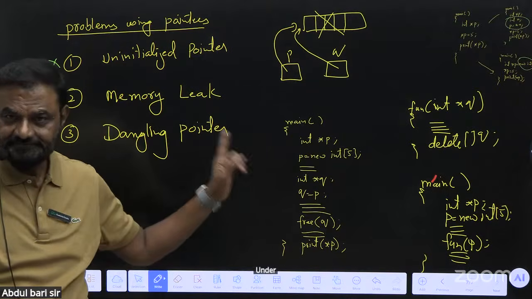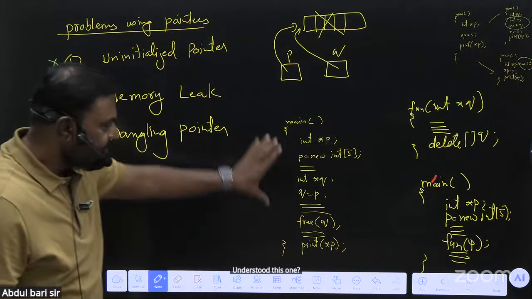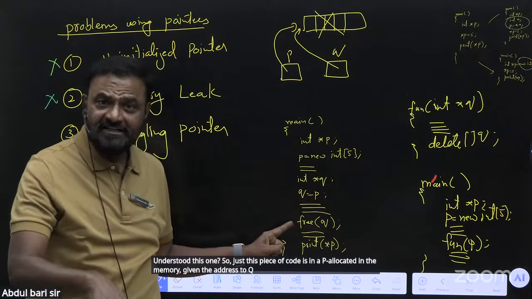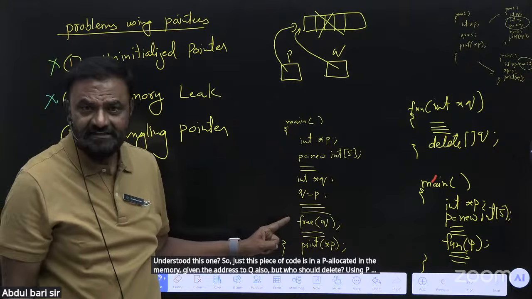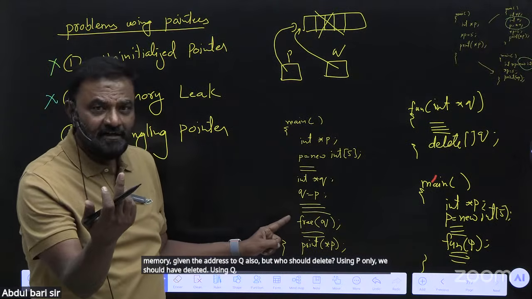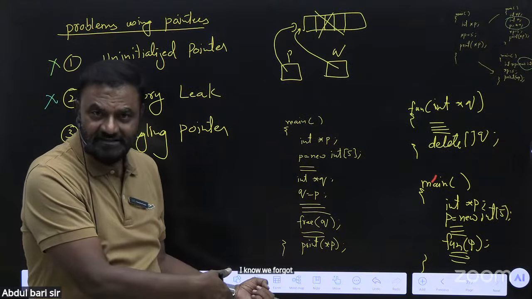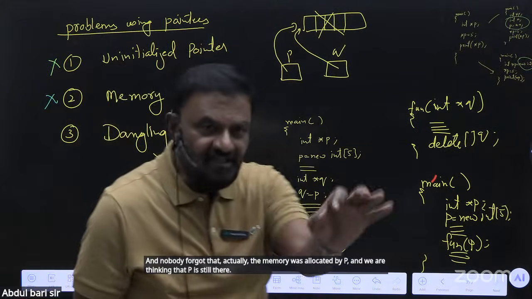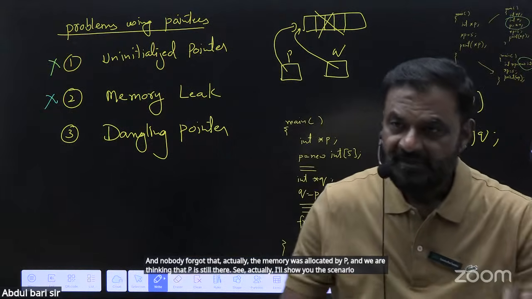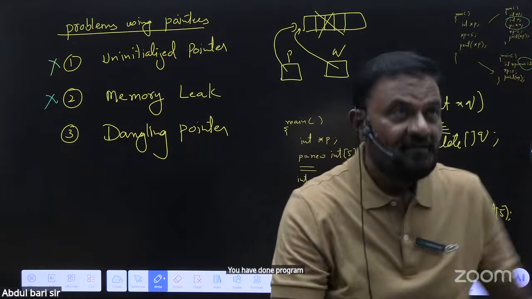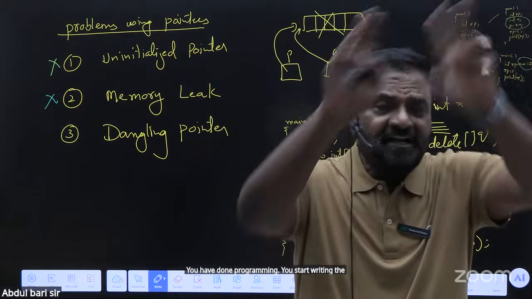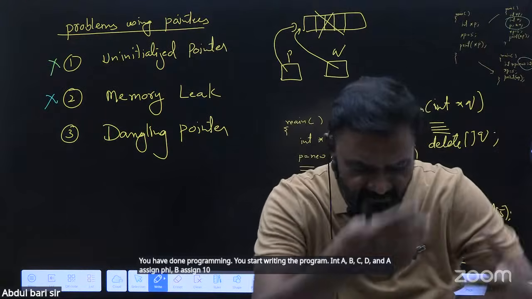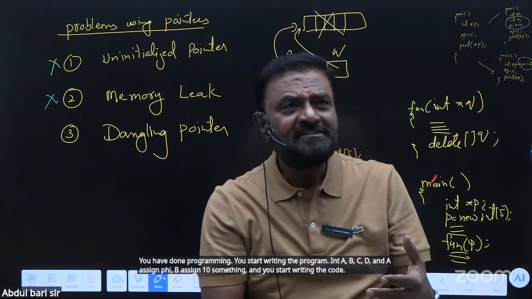Understood this one? So just this piece of code is enough. P allocated the memory, given the address to Q also. But who should delete? Using P only, we should have deleted. Using Q, we deleted. And now we forgot that actually the memory was allocated by P, and we are thinking that P is still there. See, actually, I'll show you the scenario, the actual problem. You have done programming. You start writing the program. Int A, B, C, D, and A assign 5, B assign 10, something, and you start writing the code. What was there in A?